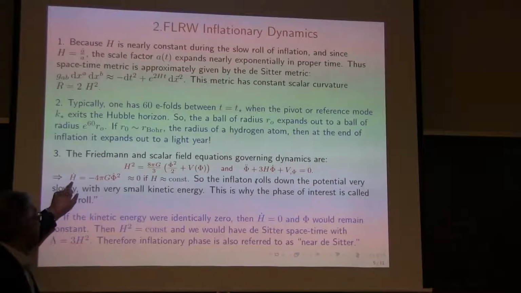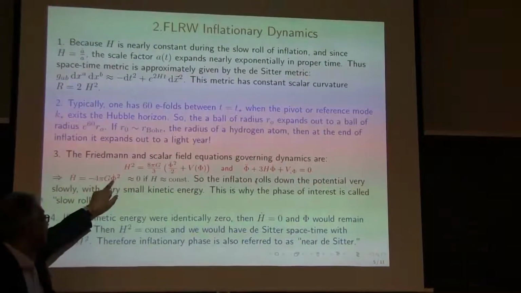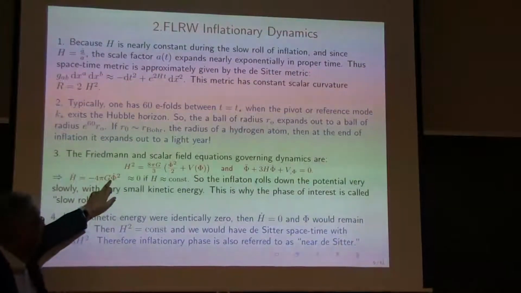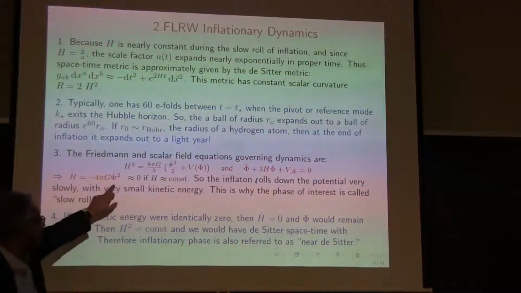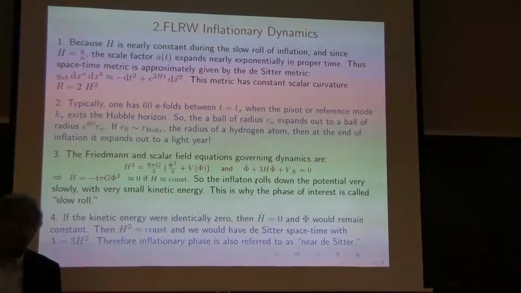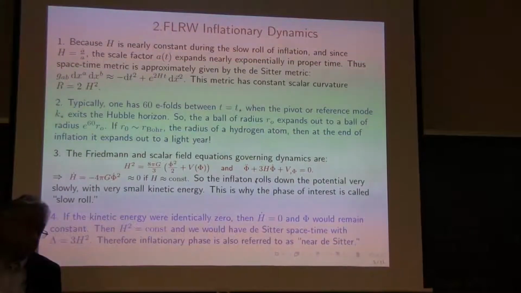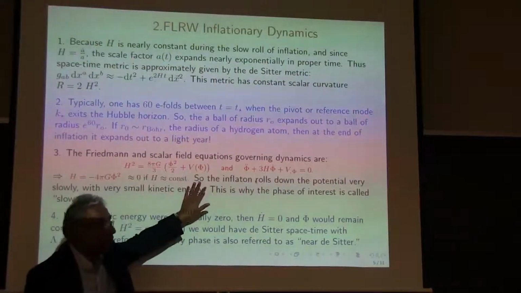So h dot is nearly constant if and only if phi dot is nearly constant. So the statement is that the kinetic energy is not changing much. That means that the scalar field is rolling down the potential very, very slowly. So that is why we are assuming a slow roll.